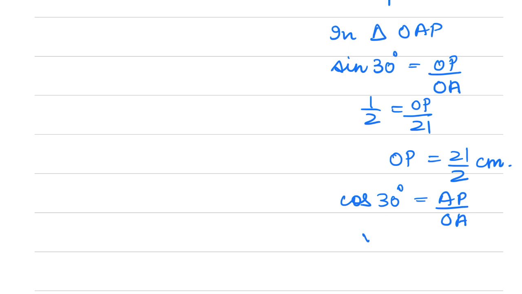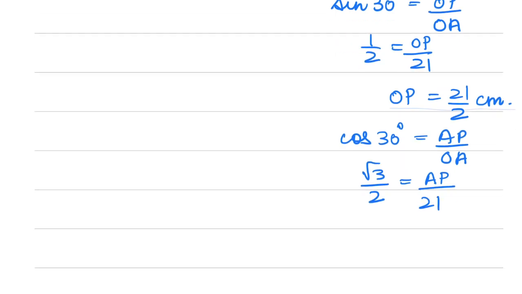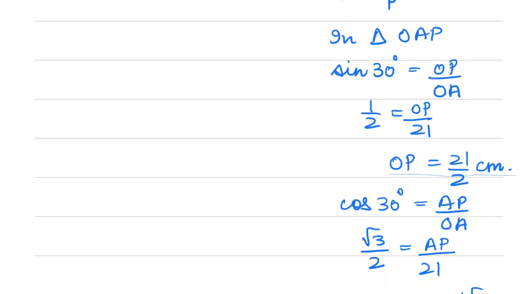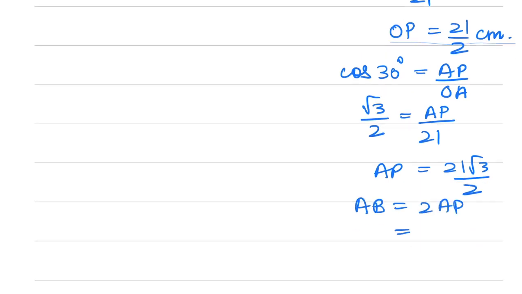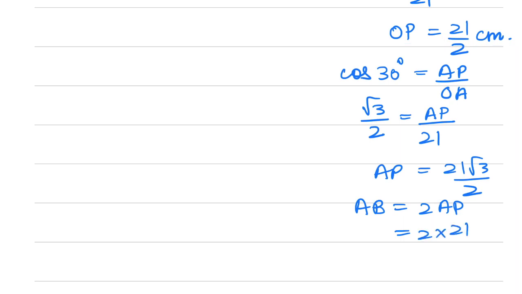So cos 30 degree is root 3 by 2. AP is to be found out and OA is 21. So AP is equal to 21 root 3 by 2. And we know AB is equal to twice of AP. So this will be equal to 2 into 21 root 3 by 2. 2 gets cancelled. So AB is 21 root 3.